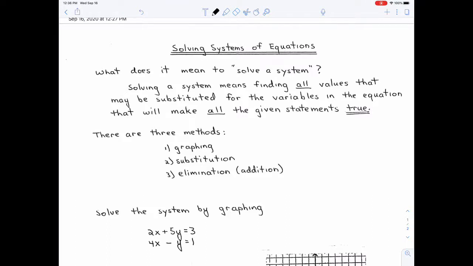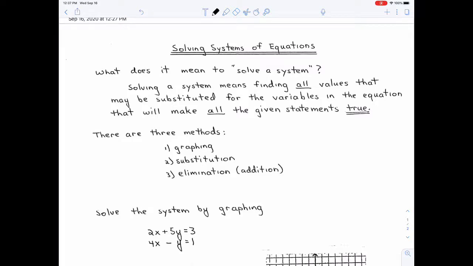What you're going to do is find all values, in this case all the xy pairs, that may be substituted for the variables that will make all the given statements true. In other words, you don't want to just make the first one true, although you have to do that. You don't just want to make the second one true, although you want to do that. You have to make them both true.